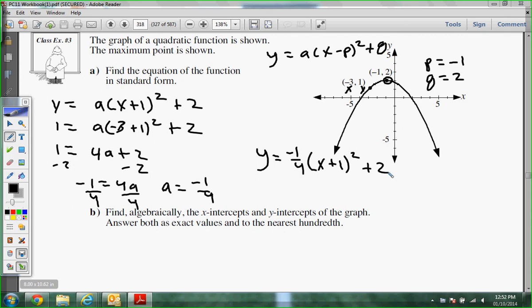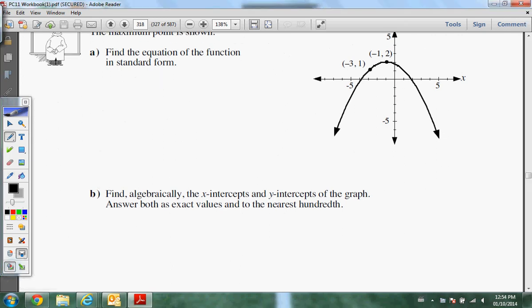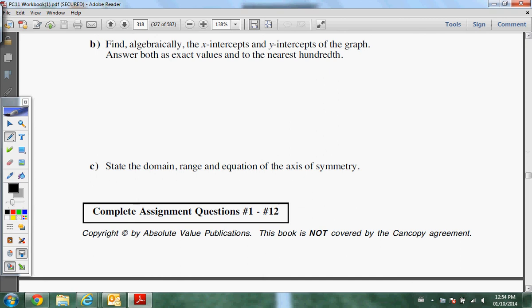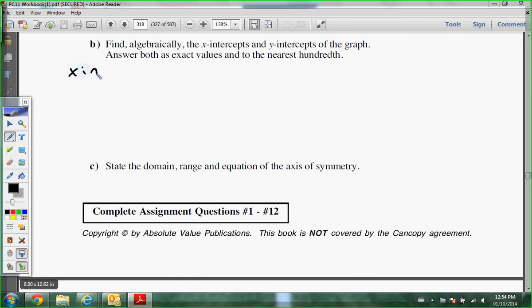I'll move it up here. We're going to find the x-intercepts and the y-intercepts now. All right, so let's go for the x-intercept first. That's the harder one. For the x-intercept, make y equals 0. So we're going to have 0 equals negative 1/4 (x plus 1) squared plus 2. That's what we're going to have, and we're solving for x.